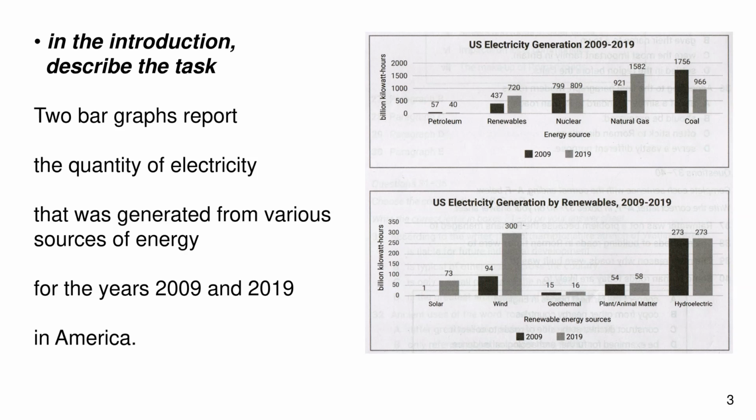Now in the introduction, describe the task. The 2 bar graphs report the quantity of electricity that was generated from various sources of energy for the years 2009 and 2019 in America.